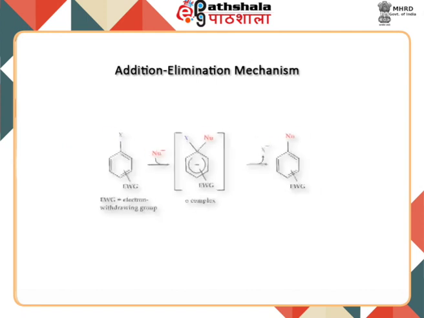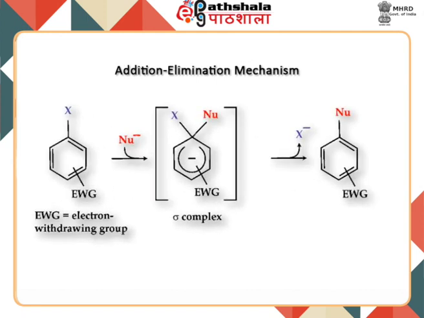Let us understand an addition-elimination mechanism. Here, substitution takes place at the ipso position. The presence of a strong electron withdrawing group at ortho or para to the leaving group favors the addition-elimination mechanism. It uses one of the vacant pi star orbitals for bonding interaction with the nucleophile.